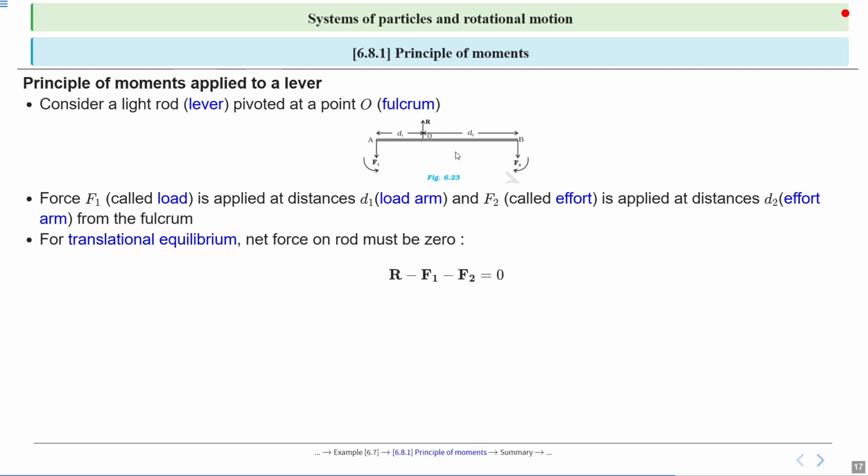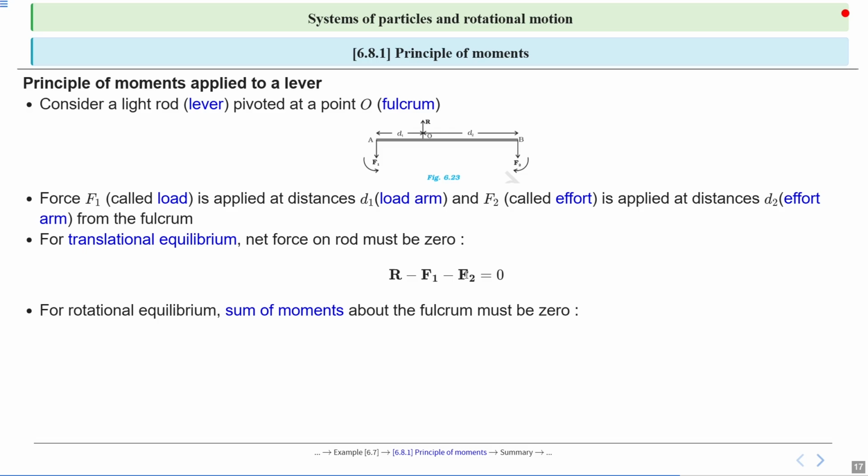So for translational equilibrium, there is no linear acceleration, so the net force on the rod must be 0. So it will be what? R minus F1 minus F2 equal to 0. Yes or no? Here F1 and F2 both are downwards, so we can say R minus (F1 plus F2). When we open the bracket, the expression is R minus F1 minus F2 equal to 0.